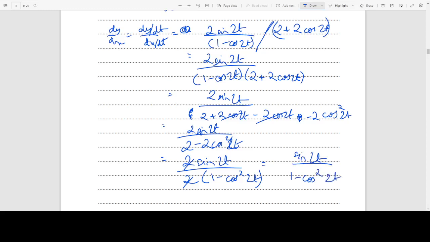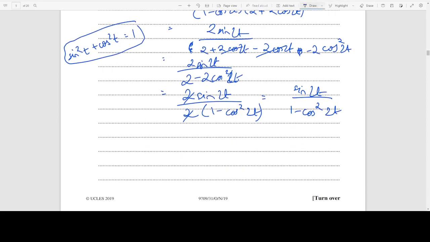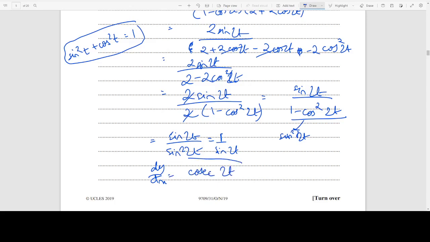And I hope you guys know this, sine square t plus cos square t is equal to 1. So sine square 2t plus cos square 2t is also equal to 1. So 1 minus cos square 2t, the denominator, will just give us sine square 2t. So now we get sine 2t divided by sine square 2t, which is 1 upon sine 2t. Hence dy/dx is equal to cosec 2t.